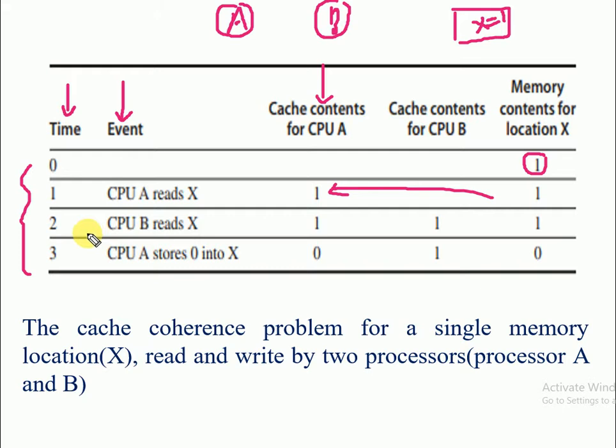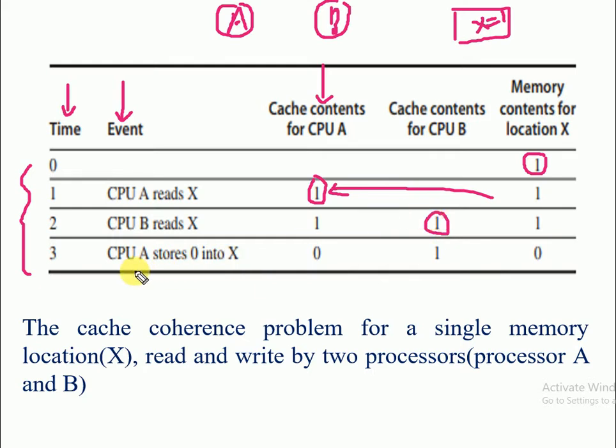Then next, time 2, CPU B reads H. What will happen? At that time, what is the value of CPU A cache? It also consists of the same 1. Now previously when A reads H, nothing is there in CPU B cache. So now it reads 1 from memory and its cache now consists of 1. Okay, so now CPU A cache consists of 1, CPU B cache also consists of 1.